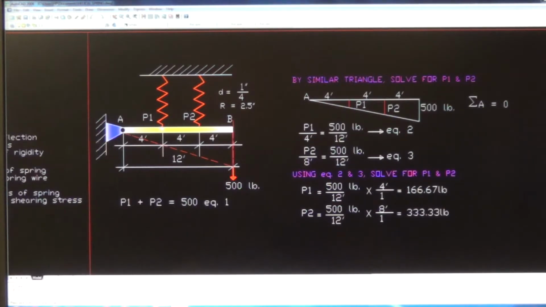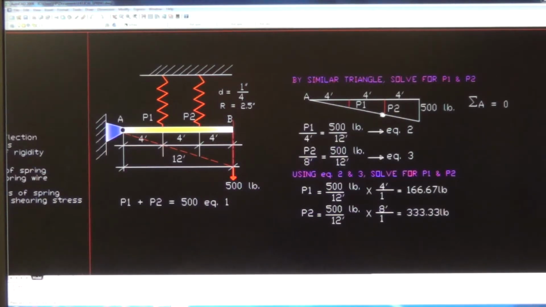P1 has no choice but to have a smaller load than P2, and P2 has no choice but to have a smaller load than the applied load. So to analyze that load, we have to draw the free body diagram of the load, which is right here. 500 is here, P2 here, P1 here, equidistant to each other at 4 feet each. By similar triangle, we can solve for P1 and P2.